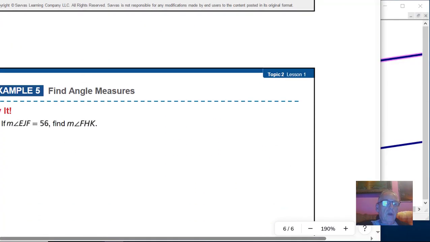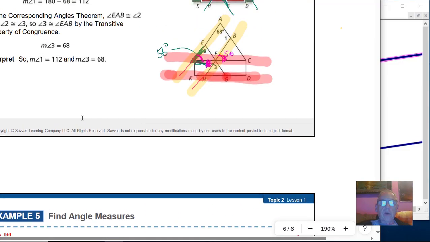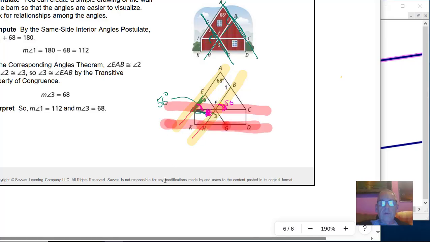So the measure of angle FHK is 180 minus 56, which is 124 degrees. So that's how we can find the measure of FHK. Let's go back and look at the diagram again. So let me get rid of the markup.